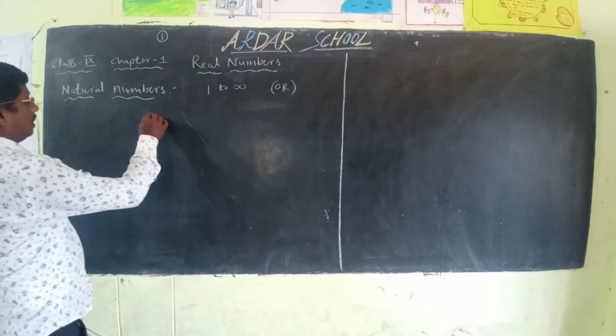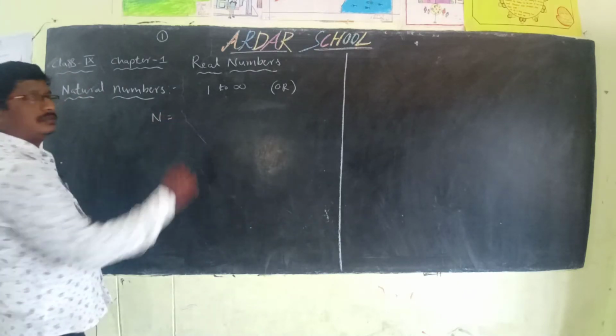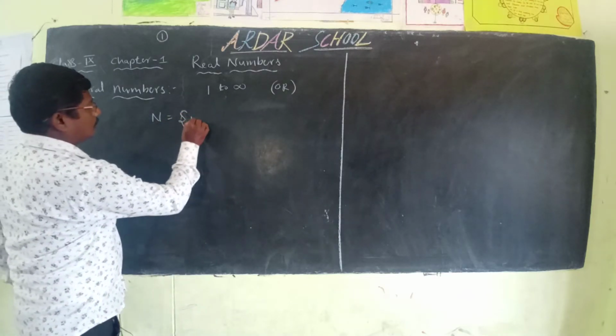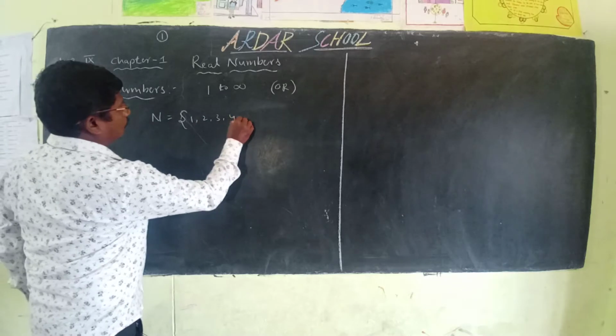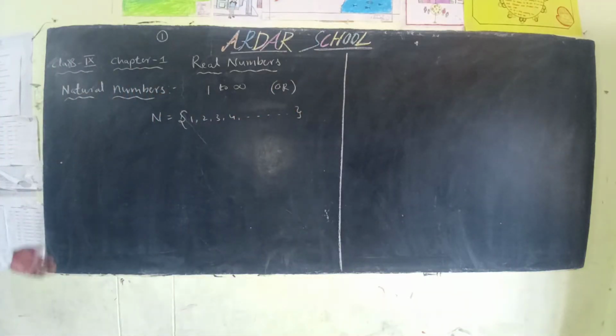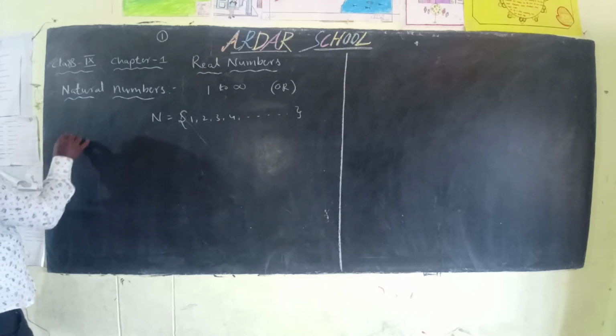Natural numbers are denoted by N. Therefore, N is equal to the set of 1, 2, 3, 4 and so on. This is natural numbers. Next, whole numbers.